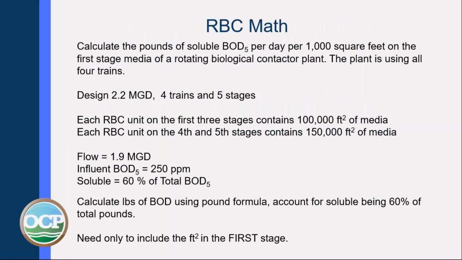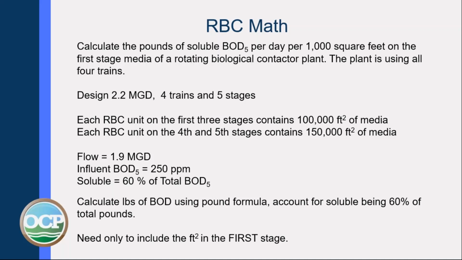RBC math. Calculate the pounds of soluble BOD5 per day per 1,000 square feet on the first stage media of a rotating biological contactor plant. The plant is using all 4 trains. The design is 2.2 million gallons per day, contains 4 trains and 5 stages. Each RBC unit on the first 3 stages contains 100,000 square feet of media. Each RBC unit on the 4th and 5th stages contains 150,000 square feet of media.